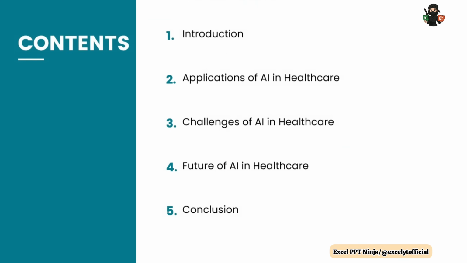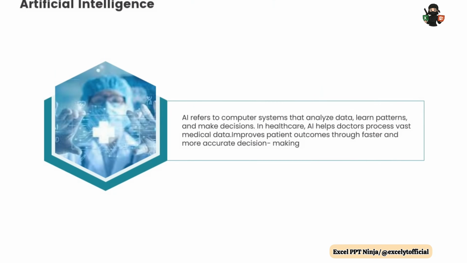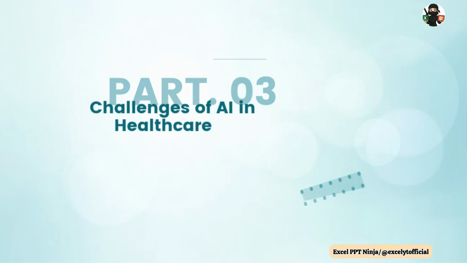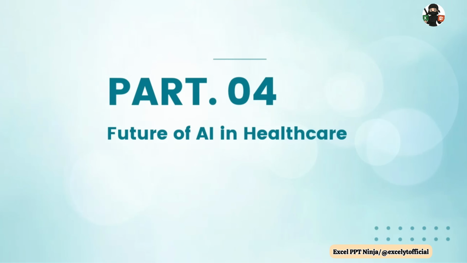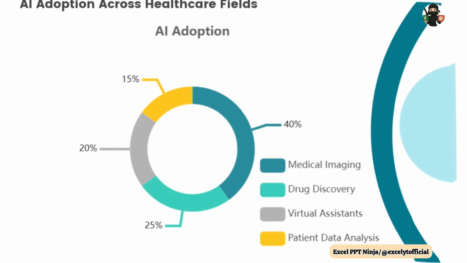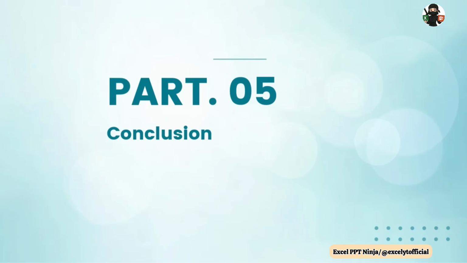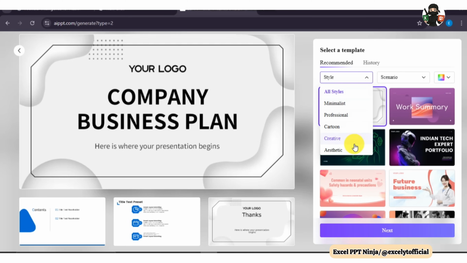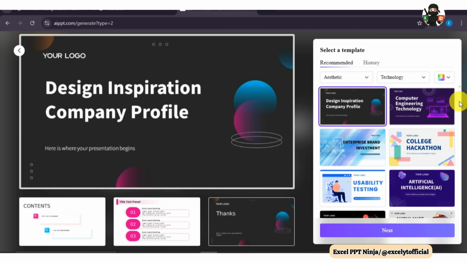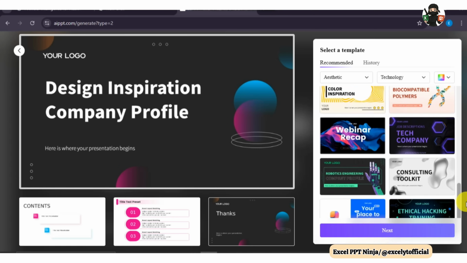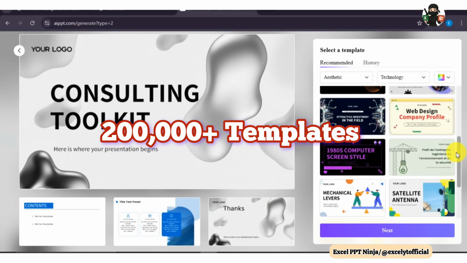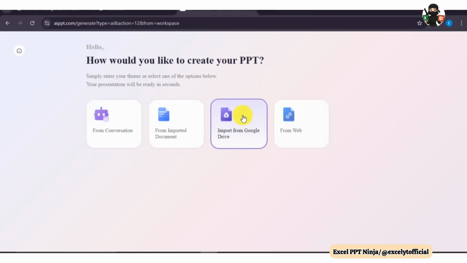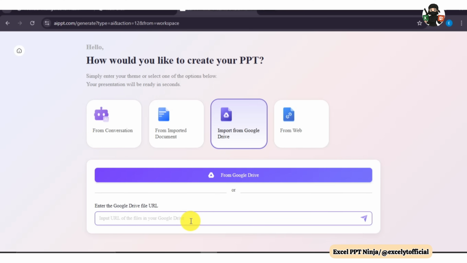AiPPT is an AI-powered presentation maker that automatically creates professional PowerPoint Google Slides-style presentations. Instead of manually designing slides, you just type your topic, and AiPPT generates a complete deck with text, images, charts, and layouts. Let's be real, other AI slide makers give you a handful of templates and messy results. With AiPPT, you get a massive 200,000 plus template library, perfect formatting every time, and smooth Google Drive integration for collaboration. It's not just better, it's smarter.